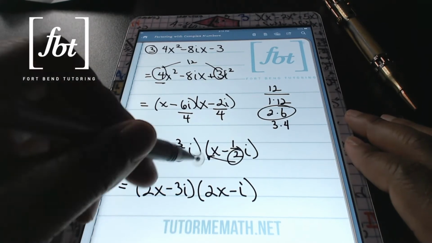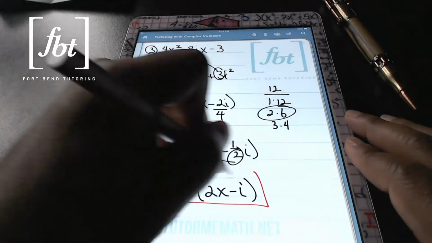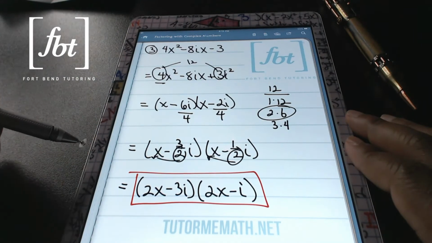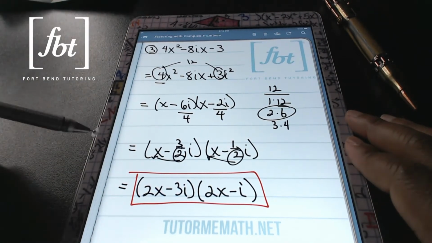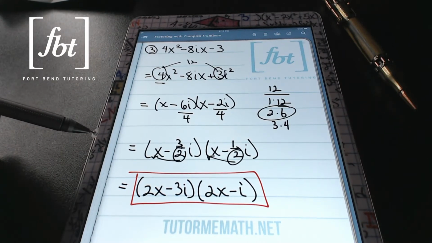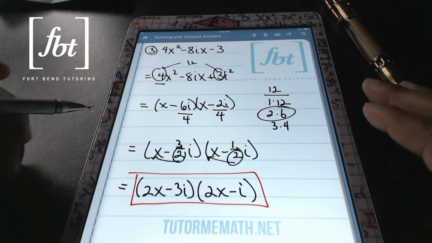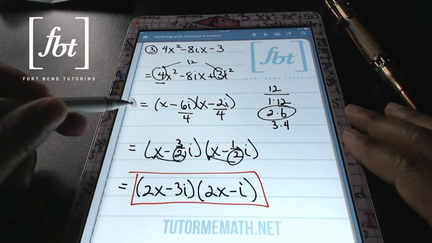Ladies and gentlemen, we're going to red box it. And of course, you can always multiply your result back together to confirm that it gives you your original expression. And that is problem number 3, guys. Let's move on to our next example.